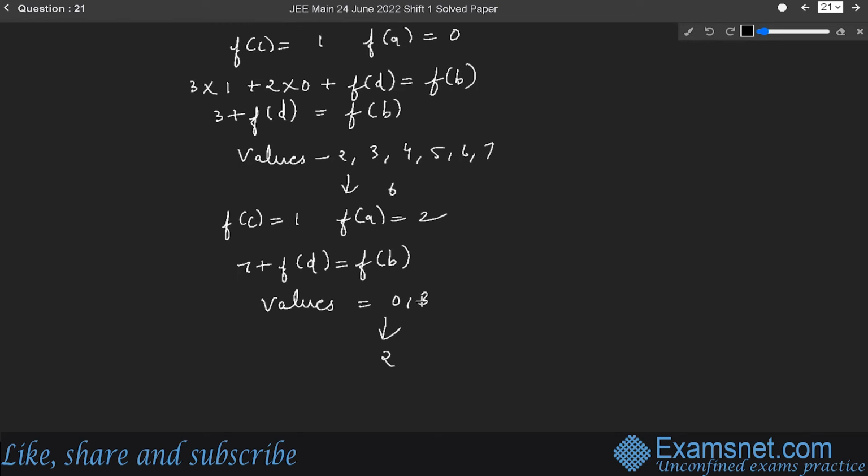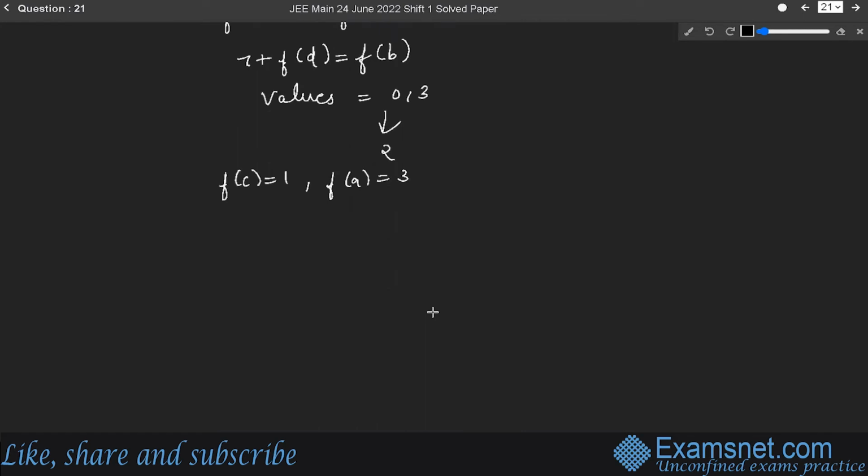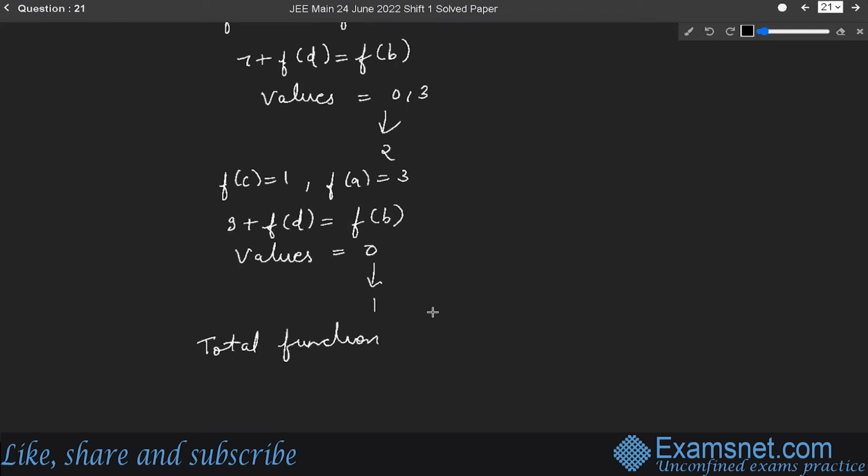Similarly, next condition will be when f(c) is equal to 1 and f(a) is equal to 3. In this case, we have 9 plus f(d) is equal to f(b). So possible values for f(d) will be equal to 0. So total possible function is 1 in this case. So regarding case 2, the total functions in all the conditions are 6 plus 2 plus 1, which is equal to 9.